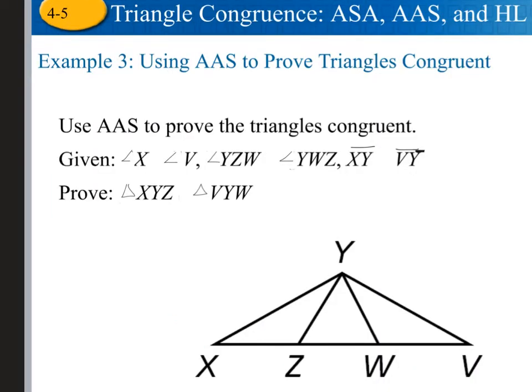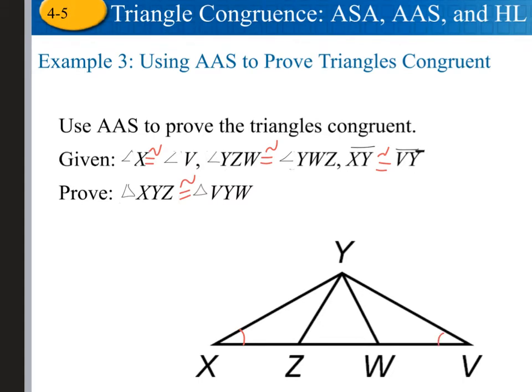So let's try and actually do it with a few triangles here. First, they're giving us some information, and a really good practice is when they give you some information, mark it on your picture. So on this picture, it tells us angle X is congruent to angle V. I left off some important information here. All right, so angle X is congruent to angle V. So I've got that marked on my diagram.